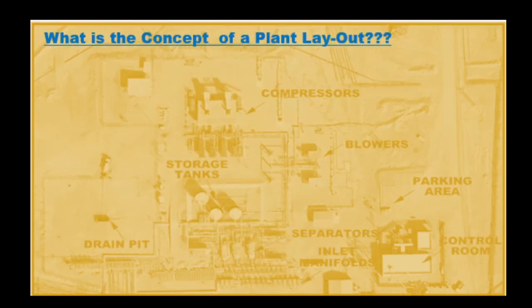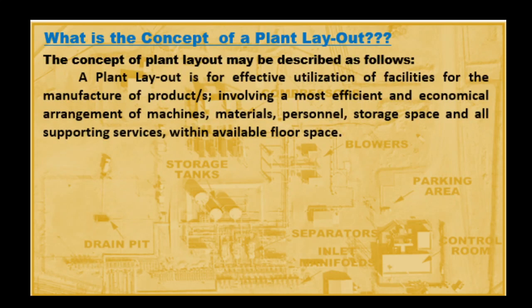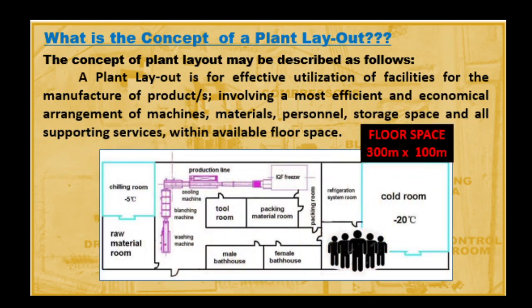So what is the concept of a plant layout? So the concept of a plant layout may be described as follows. A plant layout is for effective utilization of facilities for the manufacture of product or products, involving a most efficient and then economical arrangement of machines, materials, personnel, storage space, and all supporting services within available floor space. So with proper observation of guidelines or requirements or standards, there would be an efficient or orderly utilization of space for all. So this from the workers to the workers' needs as well as equipment needs.